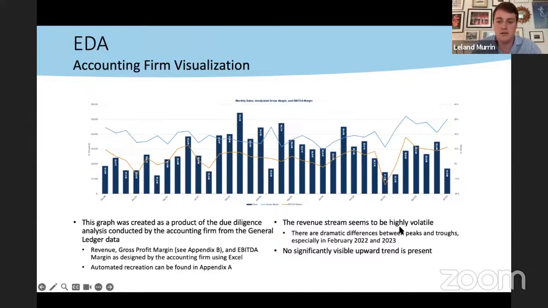Also, you can see this highlighted particularly with fiscal year 2022 and 2023, February. So February being here and here, there's a large dip routinely in February of each fiscal year. And right now, visually inspecting, there's no significantly visible upward trend to the naked eye, but we'll investigate that later.